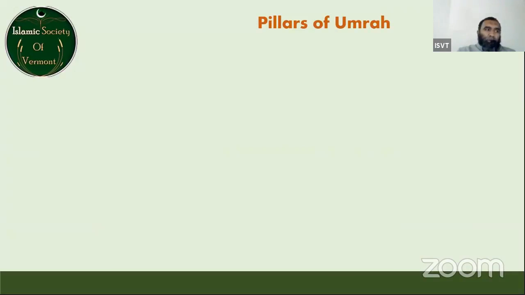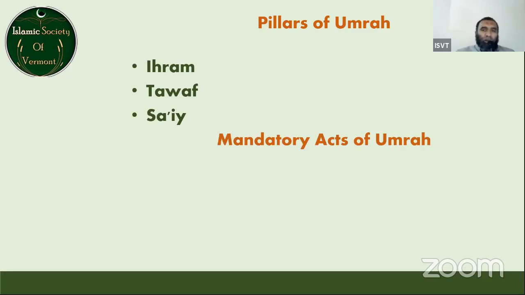What are the pillars of Umrah? The pillars of Umrah are the same as the pillars of Hajj, except we minus standing in Arafah, because there is no standing in Arafah in the Umrah. So the same thing without standing in Arafat: Ihram, and then Tawaf, and then Sa'i. Ihram, circulation, and going between Safa and Marwa. Those are the pillars of Umrah.